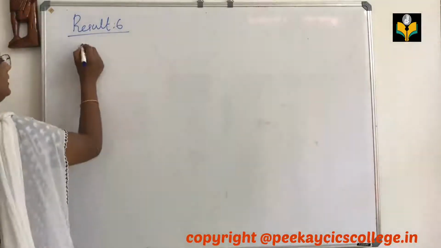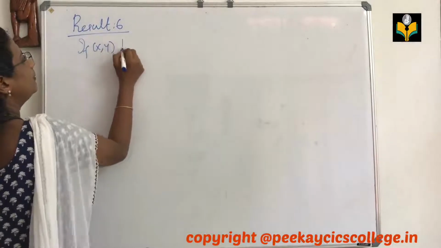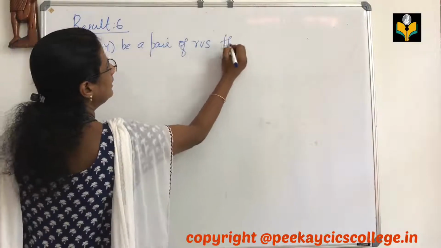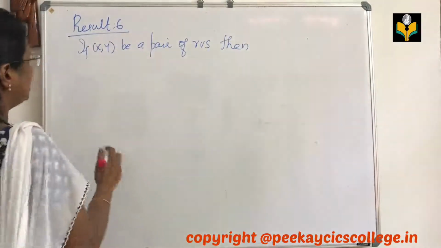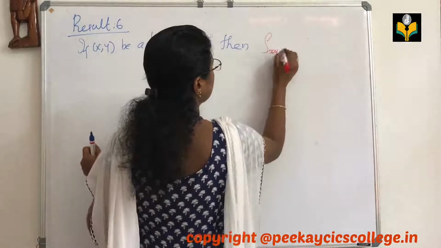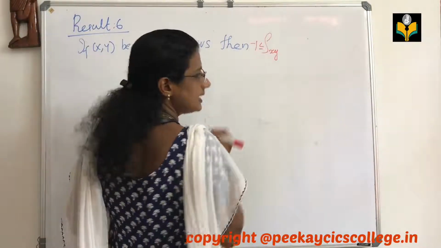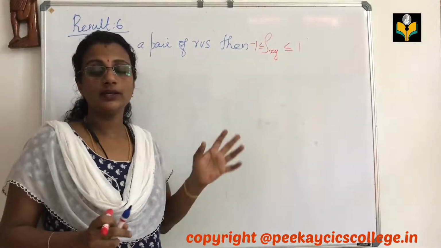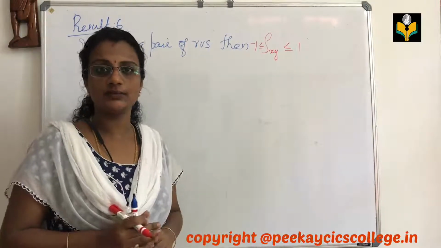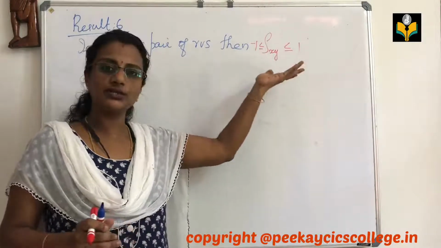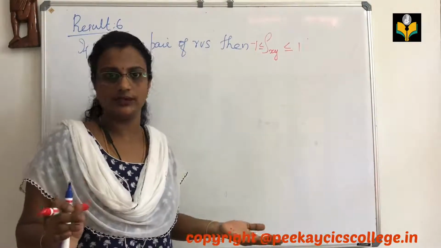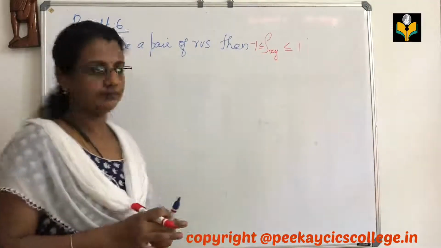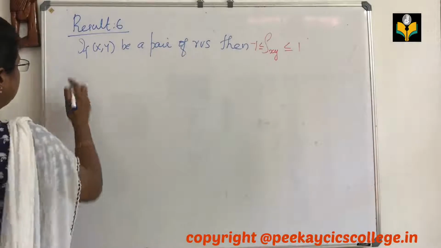Next result, if x and y be a pair of random variables, then minus 1 less than or equal to rho xy less than or equal to 1. What do you mean by rho xy? Rho xy is the correlation coefficient between x and y. നമ്മൾ പഠിച്ചിട്ടുണ്ട് correlation coefficient lies between minus 1 and plus 1. Okay, here we prove the result in the case of using expectation. Then proof.